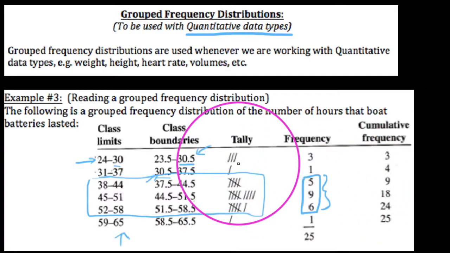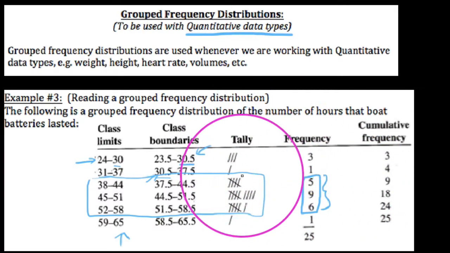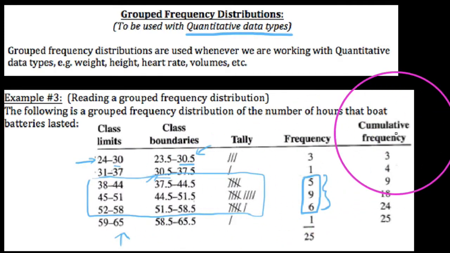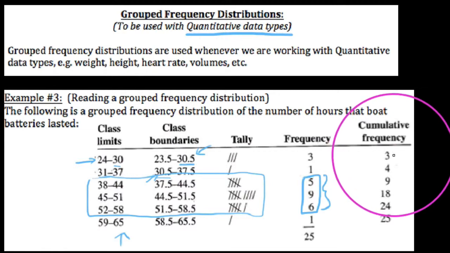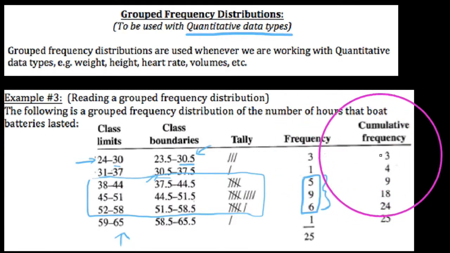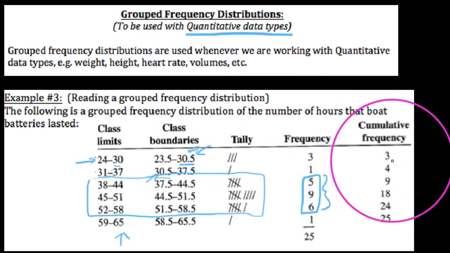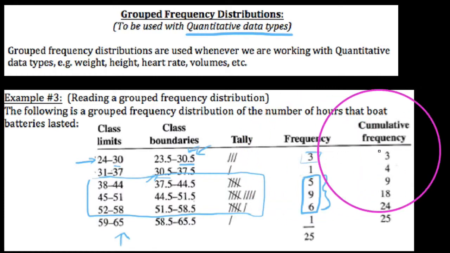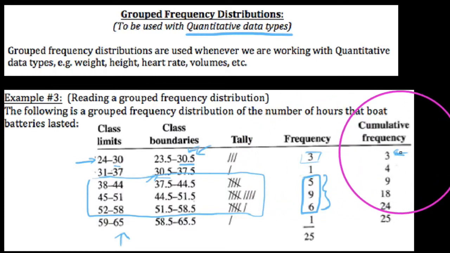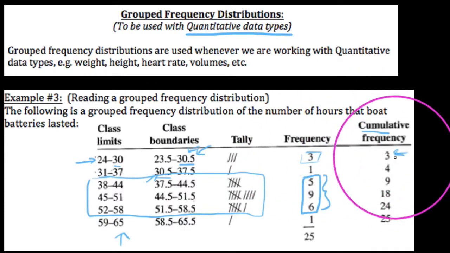Okay, so a lot like categorical frequency distributions, you get your tally, you get your frequency for each class. And then last but not least, our cumulative frequency. I just want to be clear on how you calculate these. Cumulative frequency is kind of like saying your frequency up until now. So by the time we got up to 30.5 hours, we had counted 3 total batteries up until this point. But when we get to the cumulative frequency, cumulative means up until now, kind of thing.